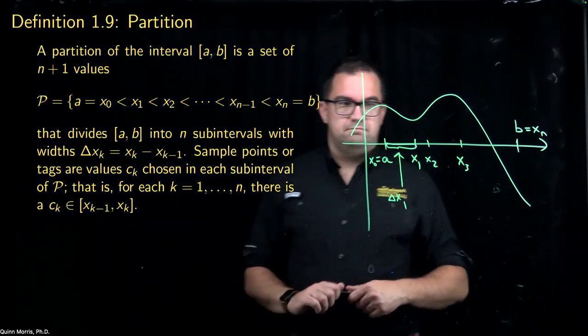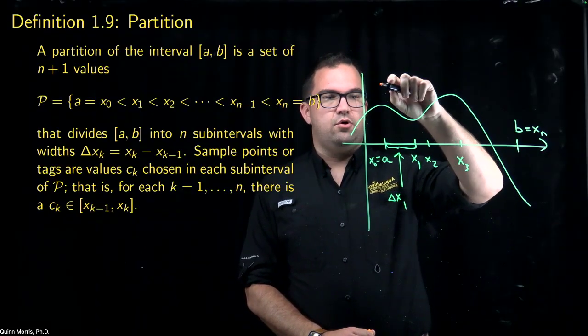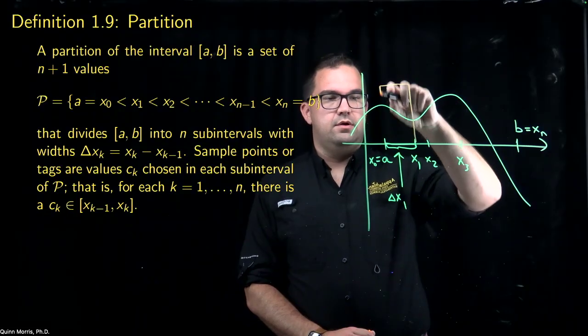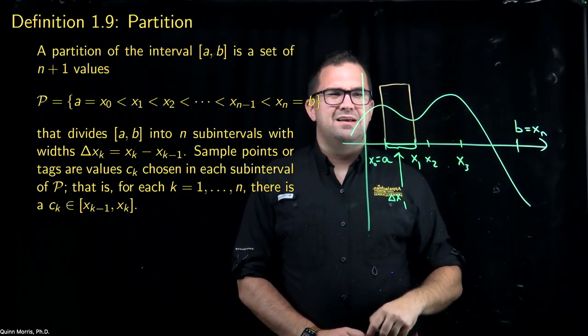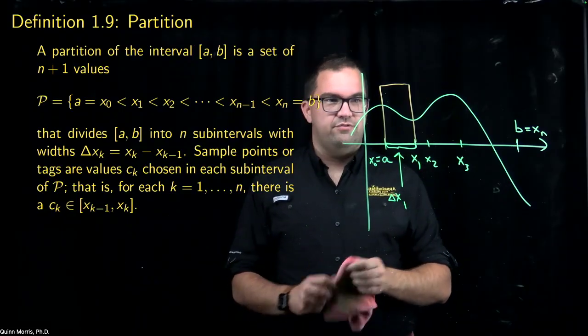Well, I guess if we weren't worried about approximating this very well, we could just take any old random height. I could just come here and make that the height of my rectangle. But that's obviously a silly height to choose. It has nothing to do with the function value.